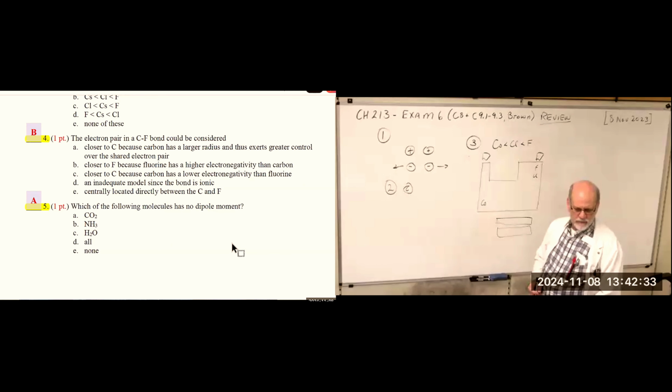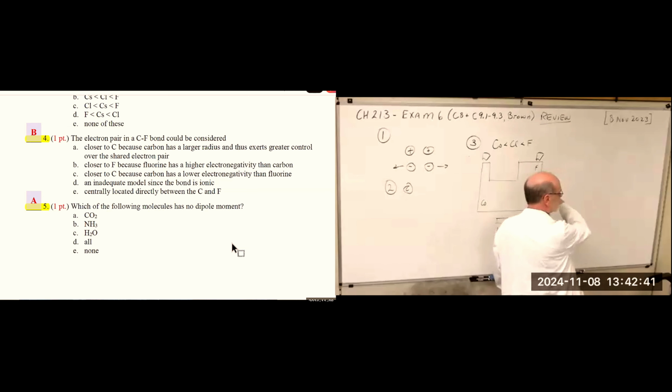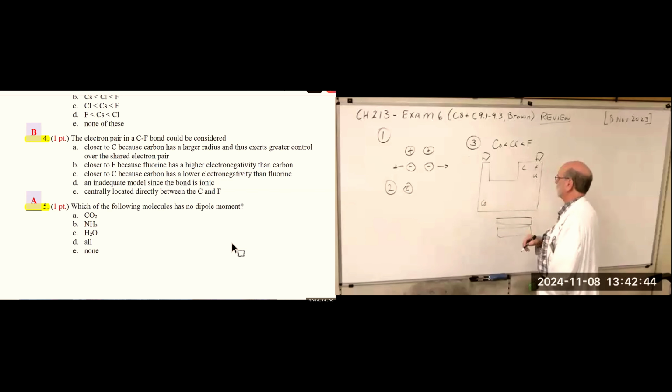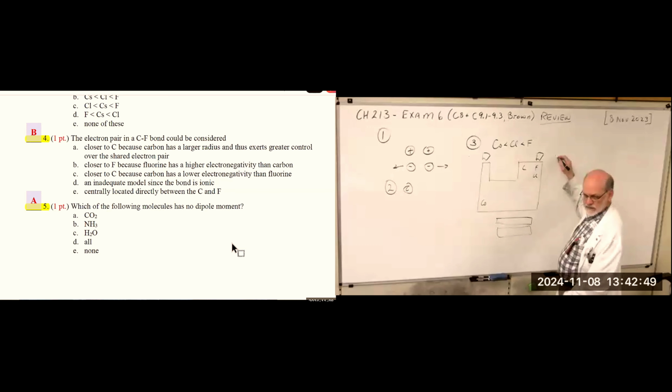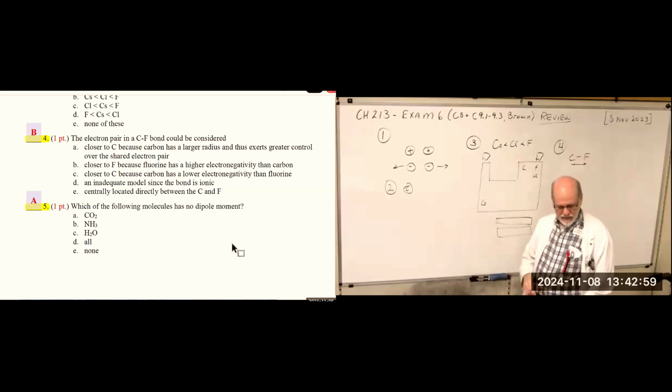Number 4. The electron pair in the carbon-fluorine bond could be considered... All right, so we've got fluorine, and then carbon is about here. When you form that bond, just looking at that bond, it's going to be polar in this direction. So which one fits that? The electron pair closer to fluorine, because fluorine has a higher electronegativity than carbon. That's B.